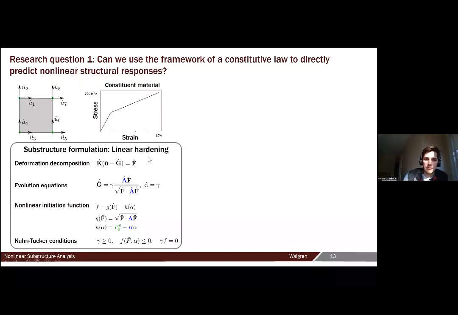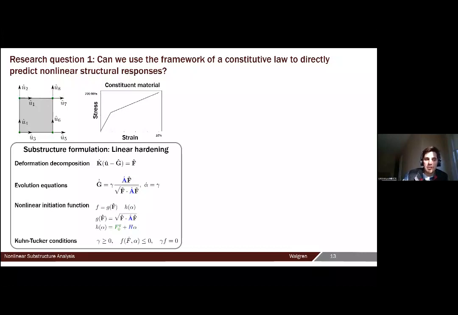And the math is here. It's additive decomposition of strain, anisotropic yield criteria, and then associative flow rule and linear hardening. So we're pretty much porting over everything from your graduate level plasticity class, and we're trying to use it as a structural reduced order model.